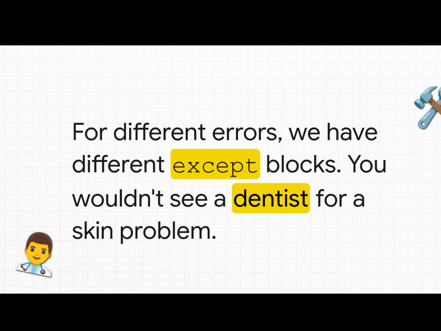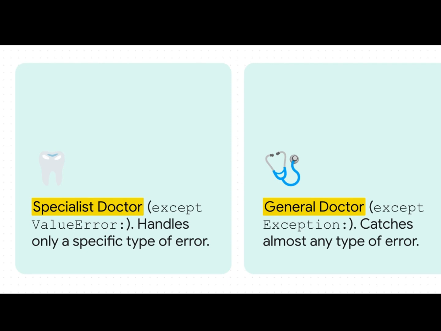Here's my favorite analogy for this. Think about going to the doctor. If you have a skin rash, you don't go to the dentist, right? You go to a dermatologist, the specialist for that exact problem. Well, exception handling is exactly the same idea. So in our code, writing except ValueError, that's our specialist. It only handles that one specific problem.